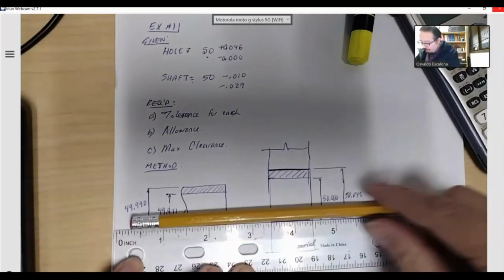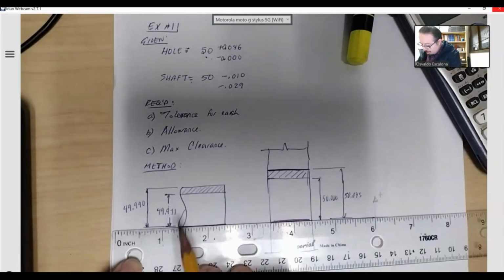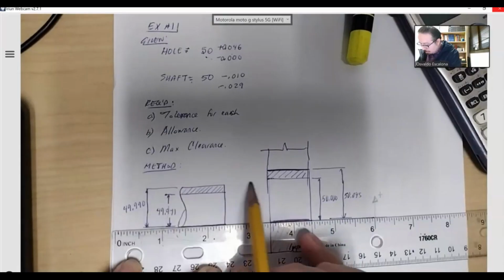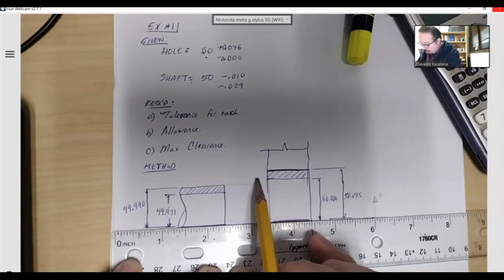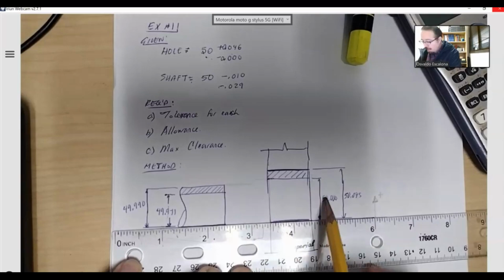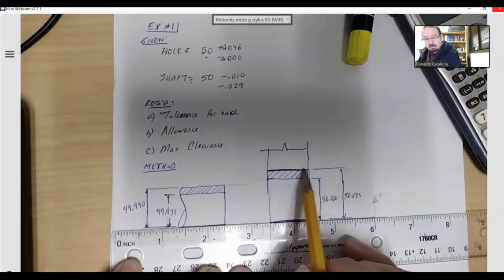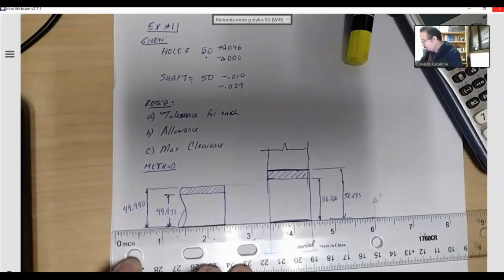For example, I know that 49.990 is below 50, right? And I know that 50.045 will be a little bit more above. Well, I hope that makes sense.